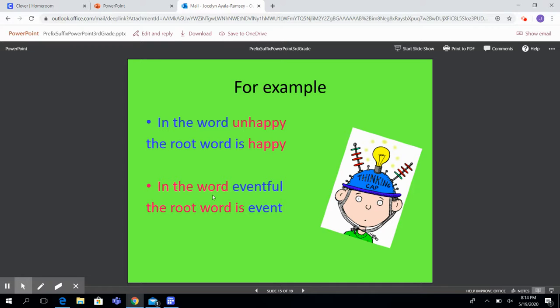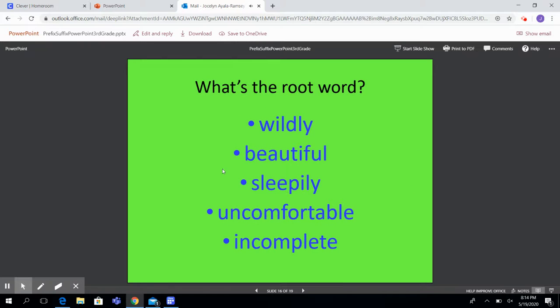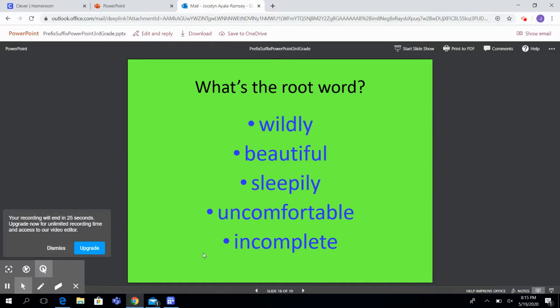Another example is in the word eventful. The root word is event. That is a word that can stand on its own and be its own word, and then my suffix would be full. And then here you can kind of give yourself a little bit of a quiz. If I had the word wildly, what would be the root word, the word that can stand on its own? Is ly, a y, going to be a word on its own, or would it be wild? Same thing, if I had beautiful, is beauty, is that its own word, a root word, or is full the root word? Okay, and you can go ahead and practice these other examples.